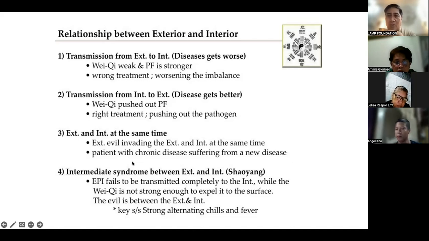So, syempre, ano ba ang normal coating ng tongue? Normal coating is white. White na makapal o white na manipis? Manipis po, thin. Thin white coating. Okay.